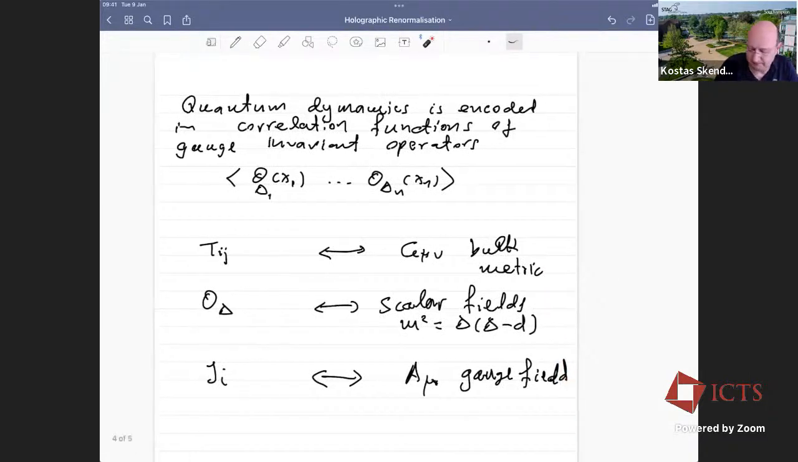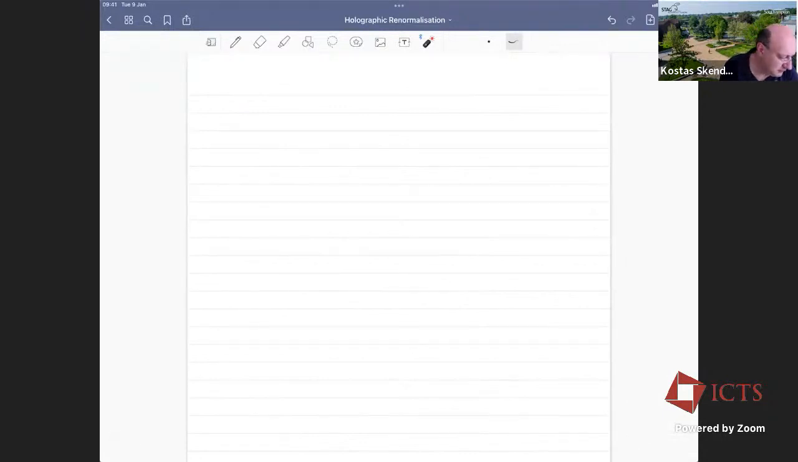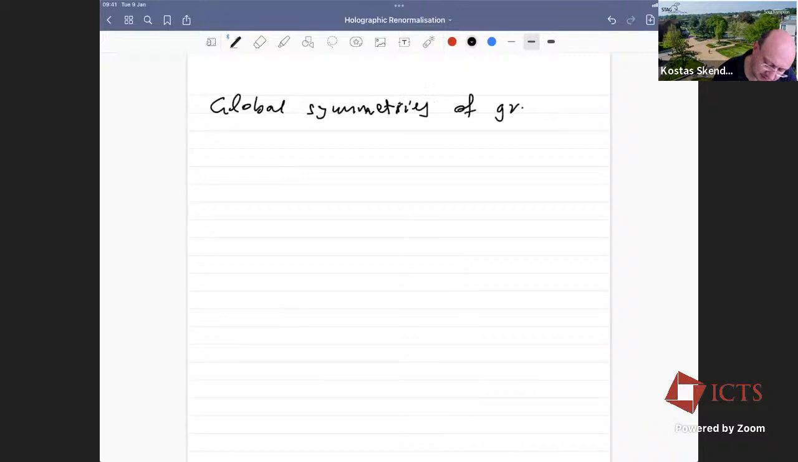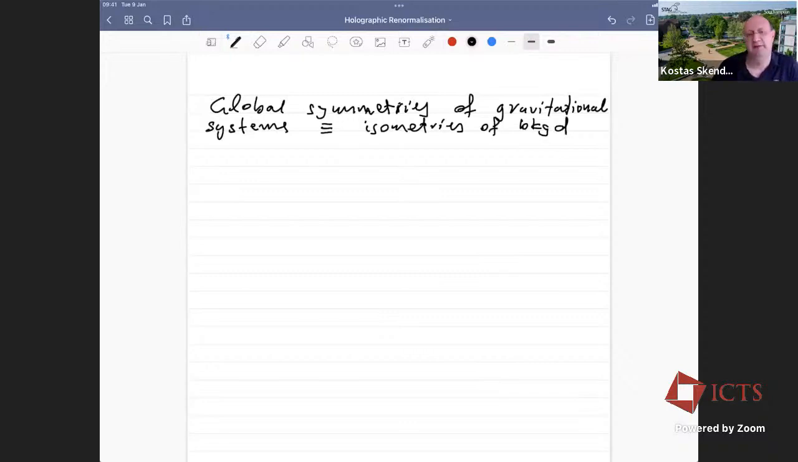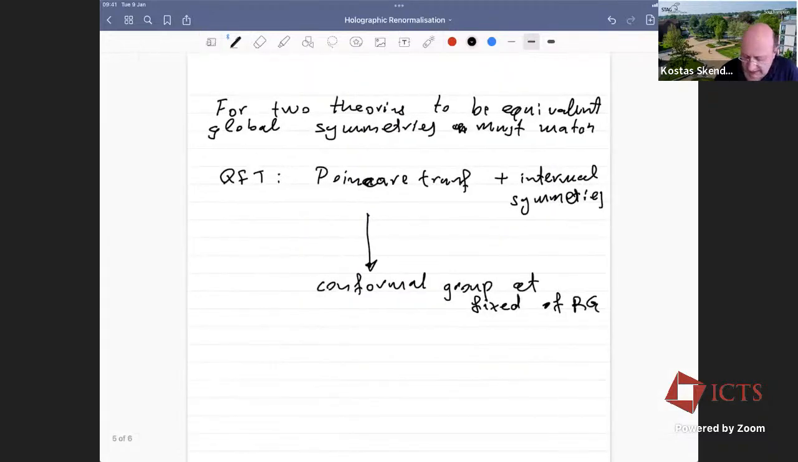Now, in gauge gravity duality, the way this is realized is, if you have a gravitational system, the global symmetries of gravitational systems are essentially the isometries of the background. So this means that if you have a gravity theory, then this has to have isometries such that you realize the symmetries. And we also need to be able to see this transition, that there is a limit where the Poincaré transformations become conformal.